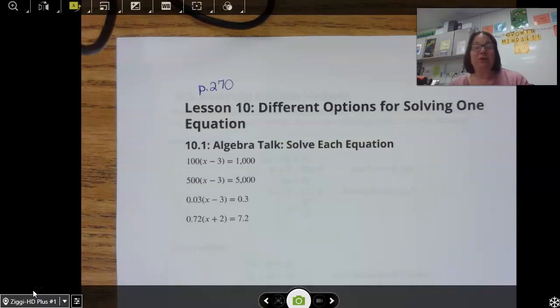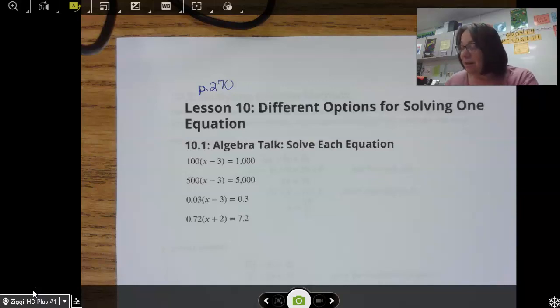Today we're looking at lesson 10, comparing the different options you have when you solve an equation. This is on page 270 in your workbook. The first thing is our warm-up. I want you to solve the following equations for x. Pause the video and do that in a few seconds, and then come back.